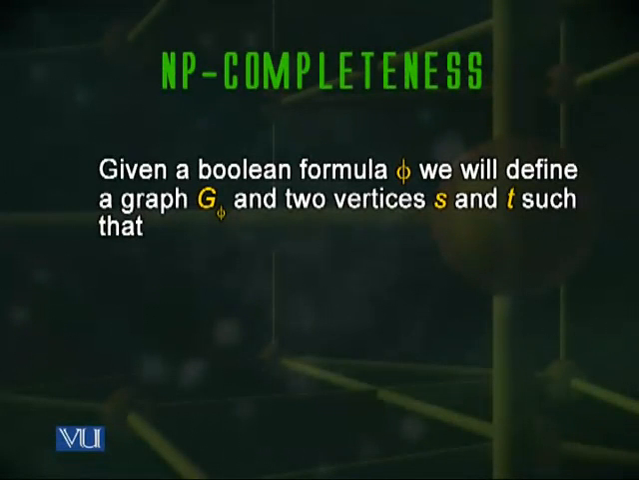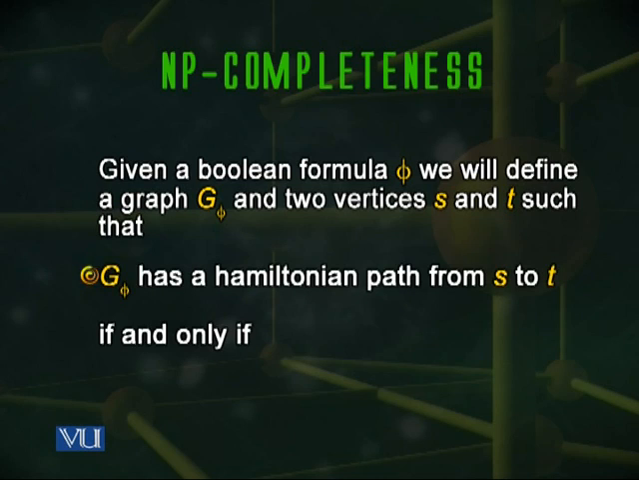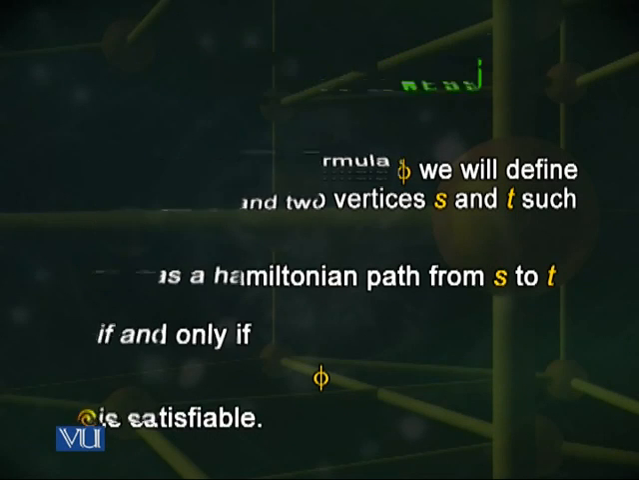Well, if we recall the definition of reducibility, we'll have to do the following. We'll be given a Boolean formula phi and we will define a graph G sub phi and 2 vertices S and T in it such that G sub phi has a Hamiltonian path from S to T if and only if the formula phi is satisfiable. So, given a formula phi, we will construct a graph G sub phi such that if phi is satisfiable, then G sub phi will have a Hamiltonian path from S to T. If phi is not satisfiable, then G sub phi will not have a Hamiltonian path from S to T.